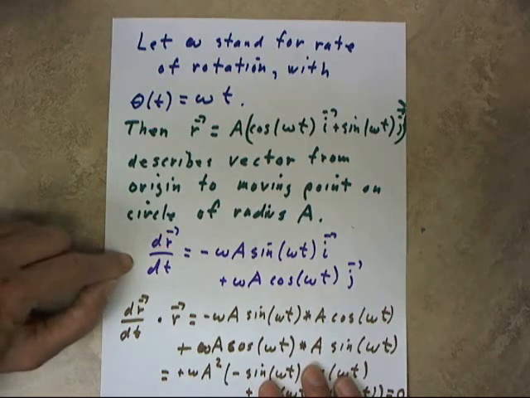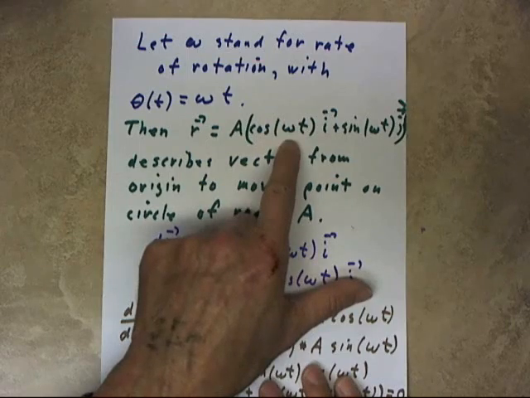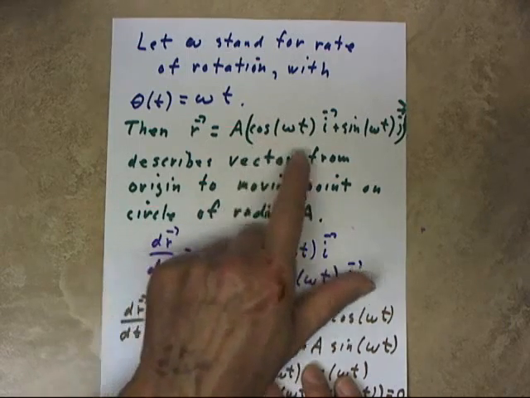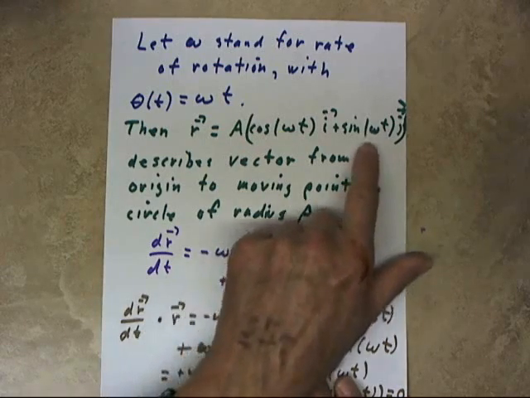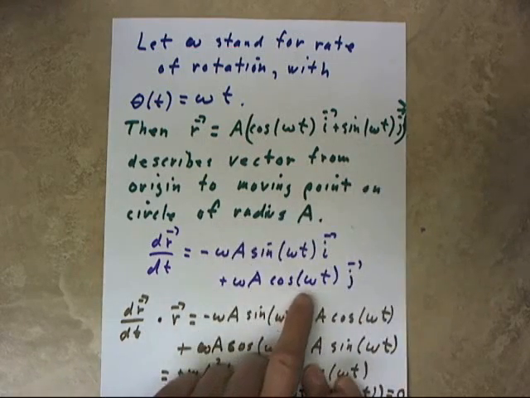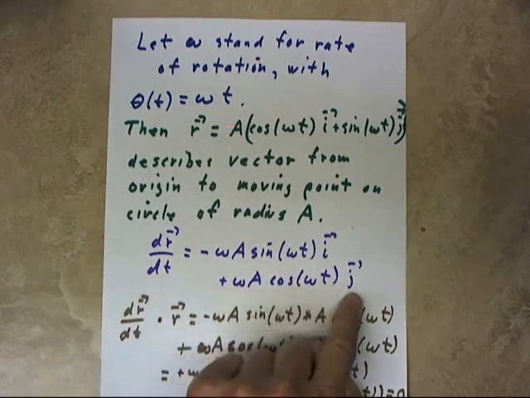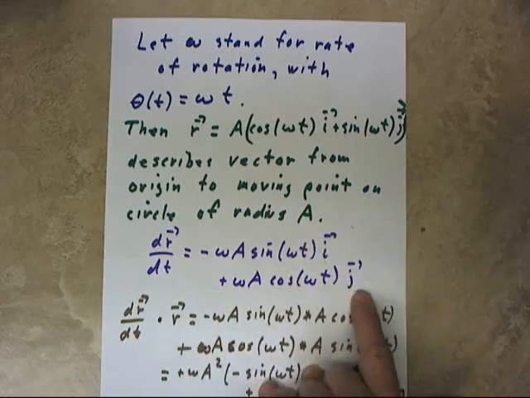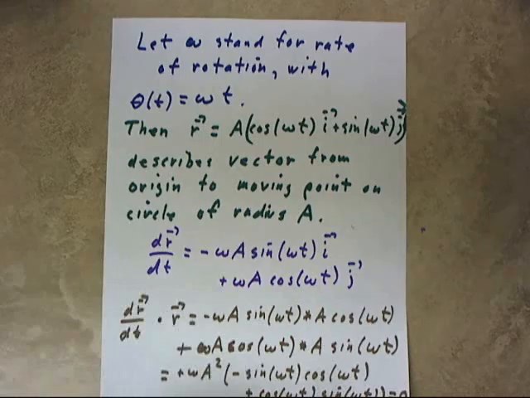We can calculate the derivative of this function very easily. The derivative of cosine of omega t is negative omega sine omega t. Multiplying that by the a, we get this. And the derivative of sine omega t is omega cosine omega t. Multiplying that by the a using this distributive law, we get this expression for the derivative of the function with respect to clock time.